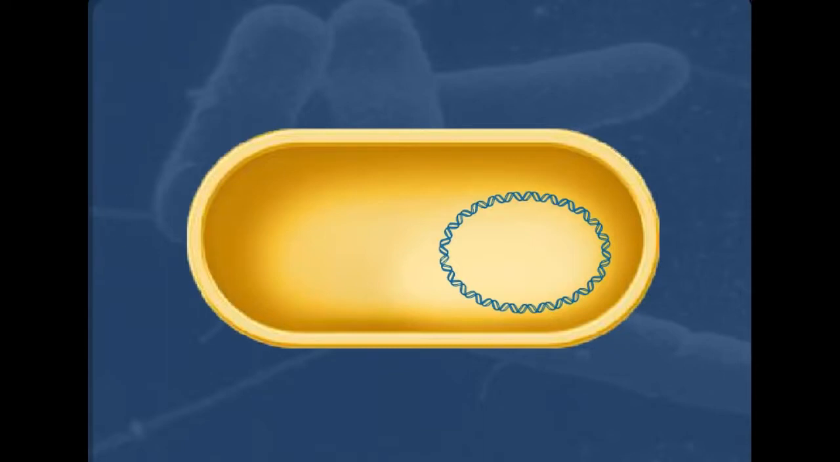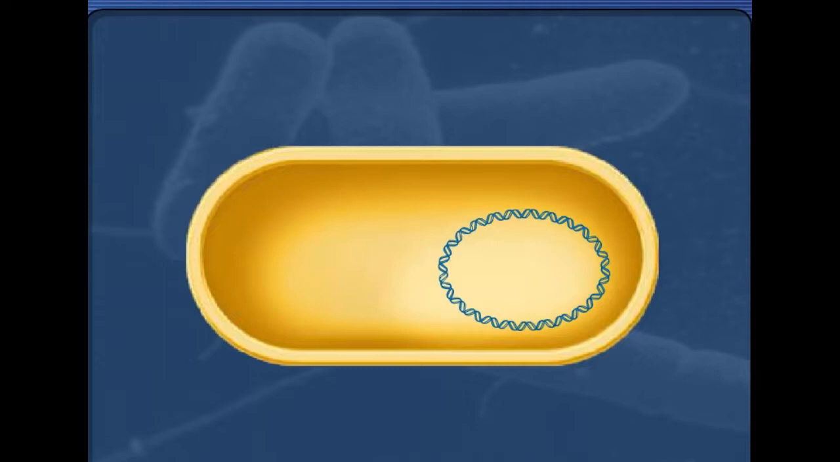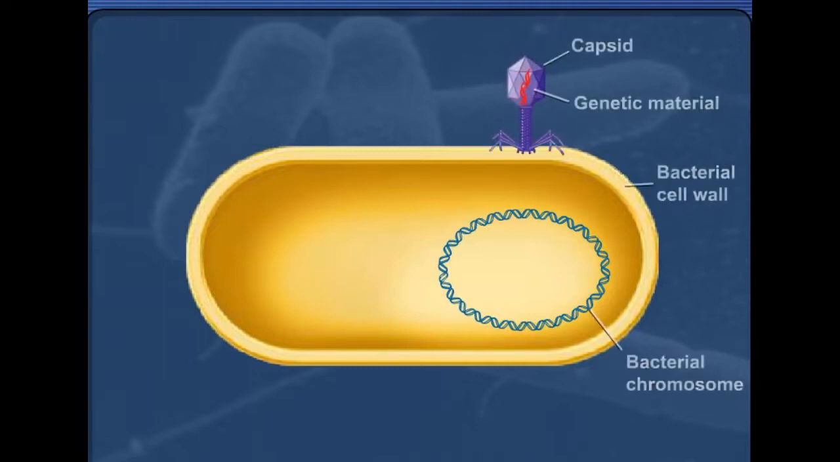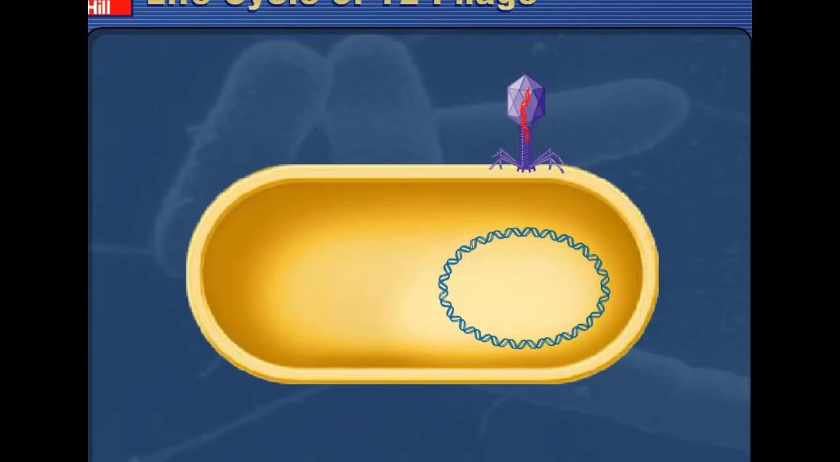So basically, to give you a sense of what's going on here, we have a bacteria. This is the bacteria right here, and this is the chromosome of the bacteria, and this would be a bacteriophage. This is the virus that attacks the bacteria. So if we see what's going to go on here, this particular virus is going to, as you can see, inject its DNA into the actual bacteria.